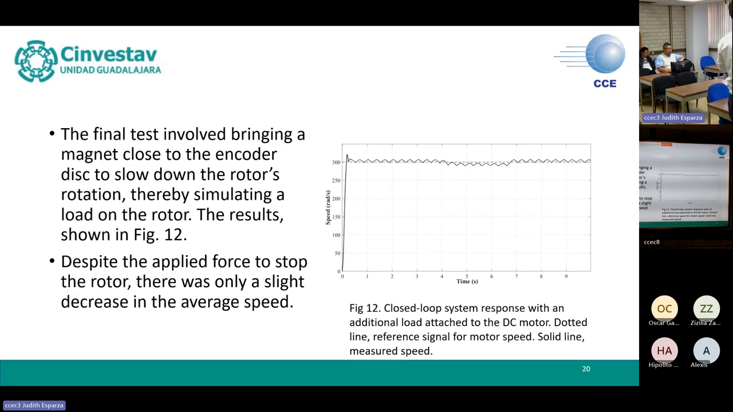And the final test involved bringing a magnet close to the encoder disk to slow down the rotor rotation, thereby simulating a load on the rotor. The results are shown in Figure 12. Despite the applied force to stop the rotor, there was only a slight decrease in the average speed, but we return to the speed before you take away the magnet.